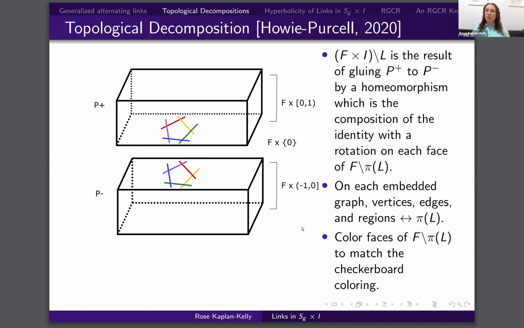That graph corresponds to the original diagram of the link that we had on the surface F. And because we have this correspondence between these cellular graphs and that diagram, that also gives a correspondence between the checkerboard coloring we have for the link diagram and a coloring we can put on P plus and P minus. So we can color in these faces from these cellular graphs on P plus and P minus, white and shaded, to match that checkerboard coloring on the link diagram.